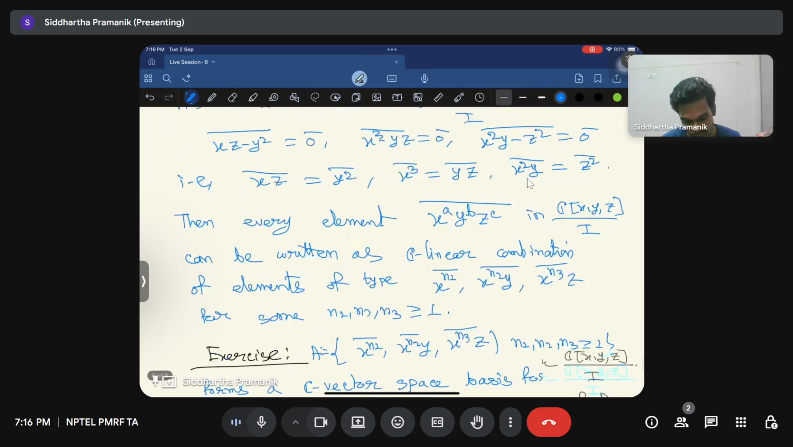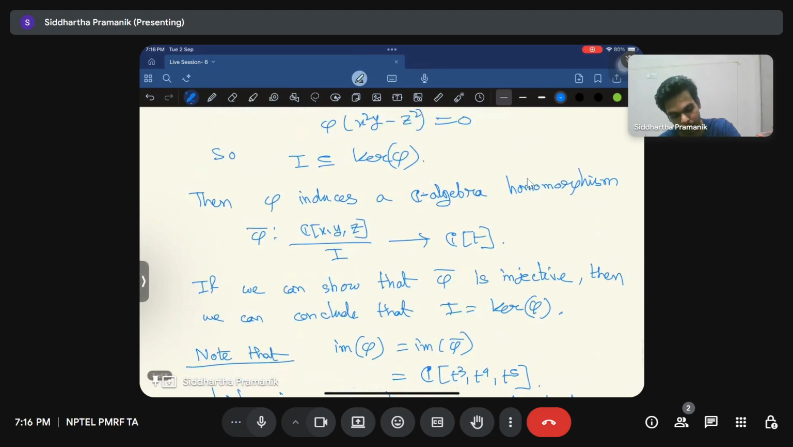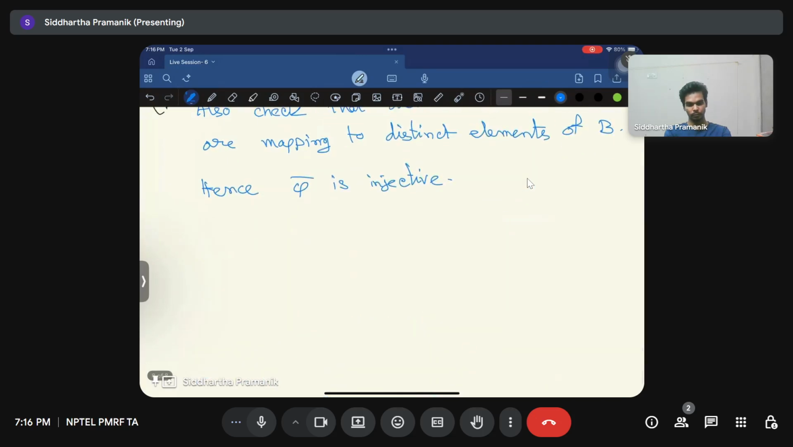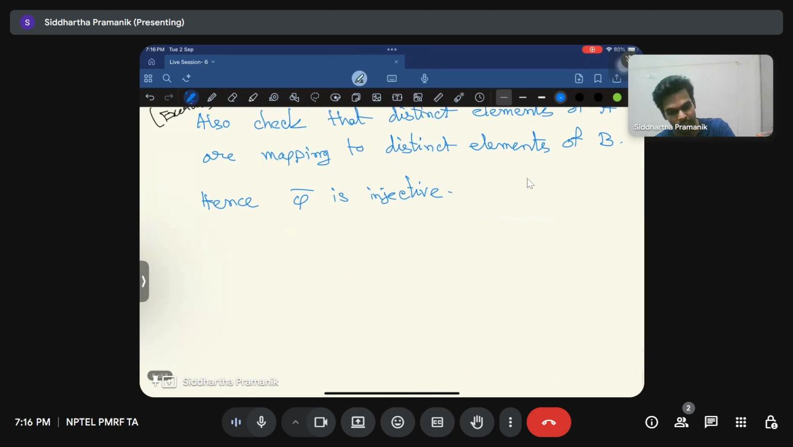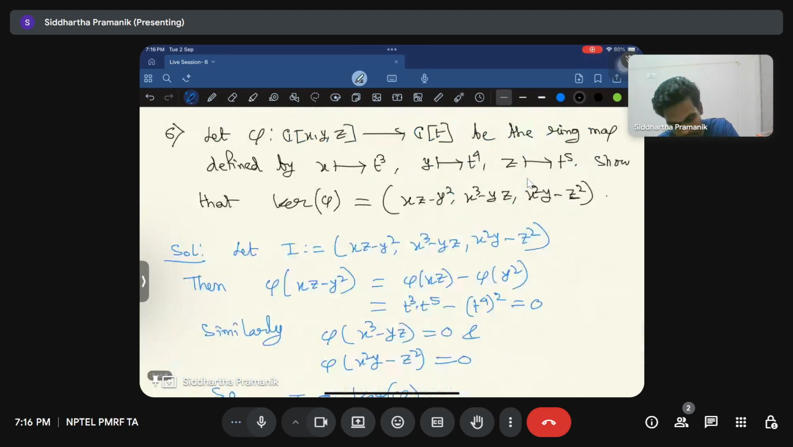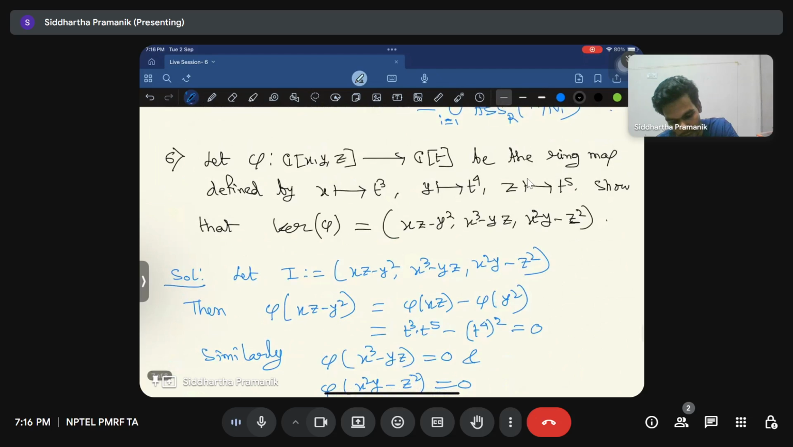So hence phi bar is injective, and that will imply I is equal to the kernel of phi. So this completes the proof. By hand this is a little bit lengthy and somewhat difficult also, but you can check it via Macaulay 2. These things are easier in Macaulay 2.